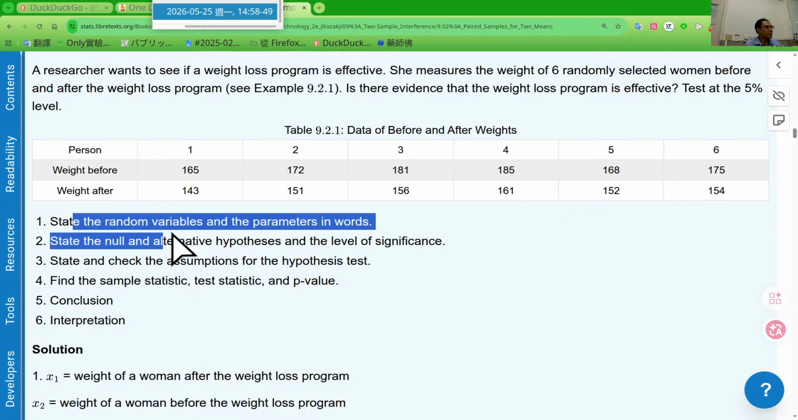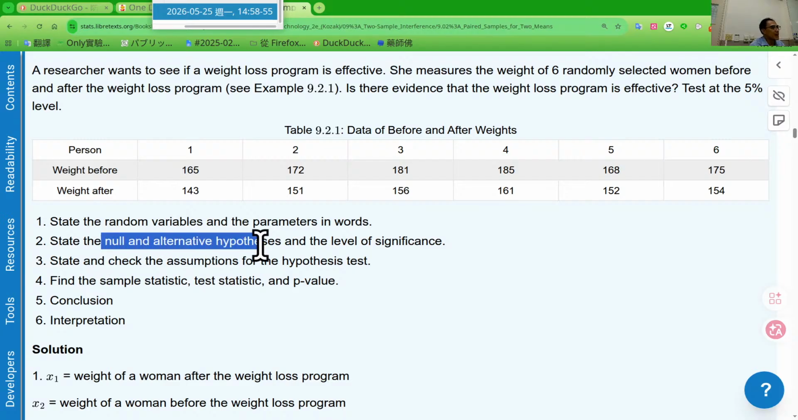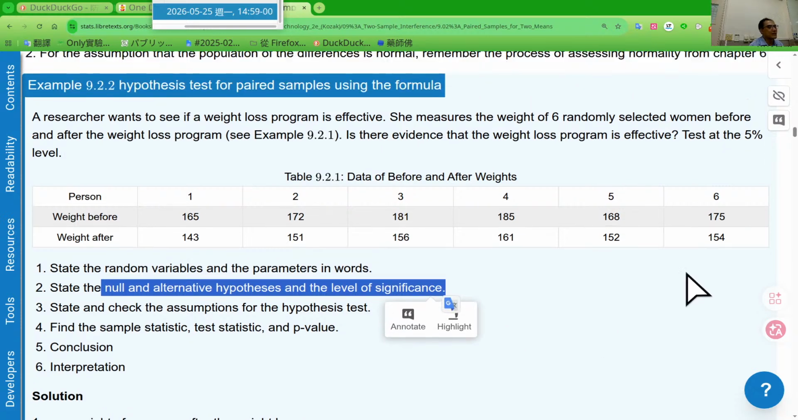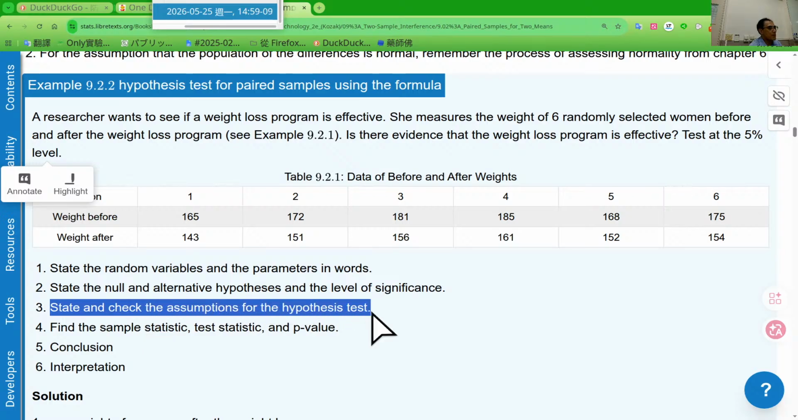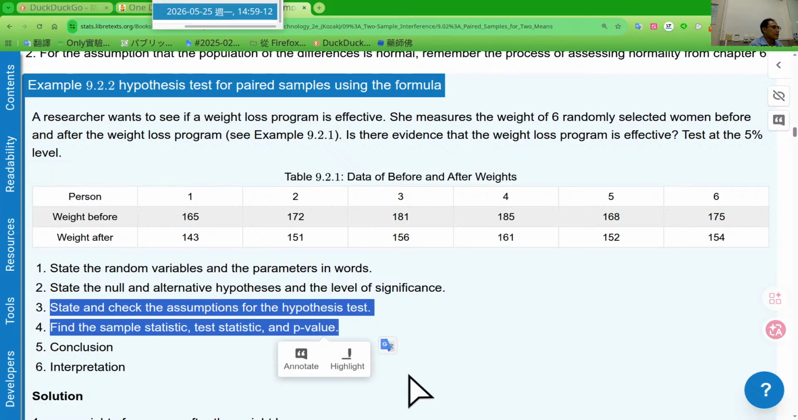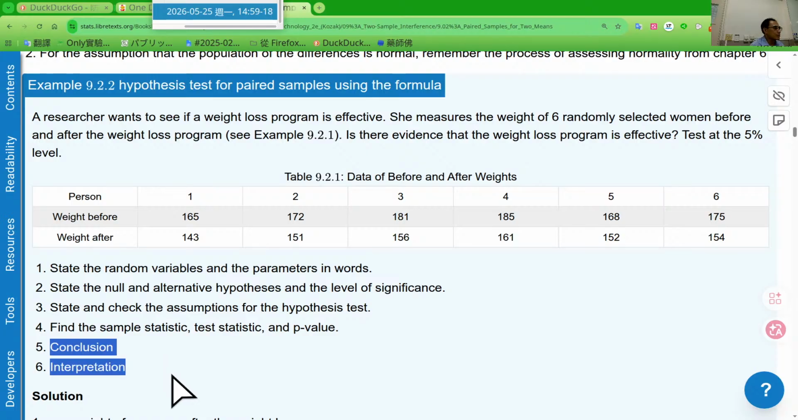Okay, state the random variable and parameter in words. Okay, state the null hypothesis and alternative hypothesis and the level of significance. The level of significance is given by the question, 5%. So you have no choice. You need to follow the rules here. C. State and check the assumption for the hypothesis test. D. Find a sample statistic, test statistic and p-value. 5. Conclusion and interpretation.